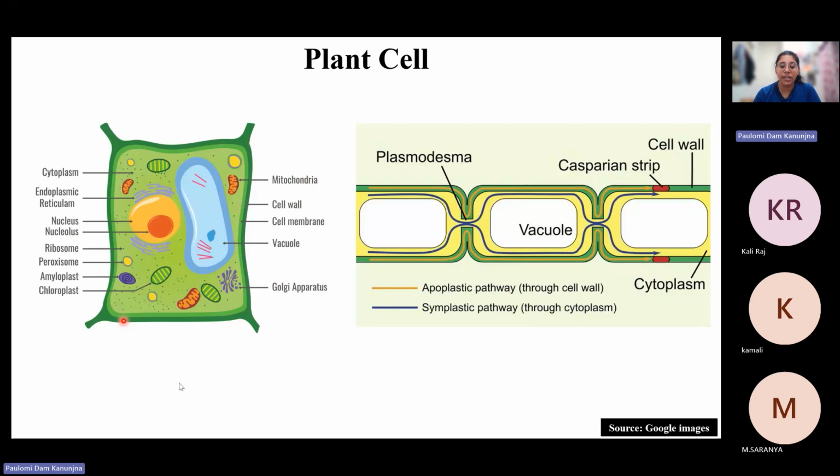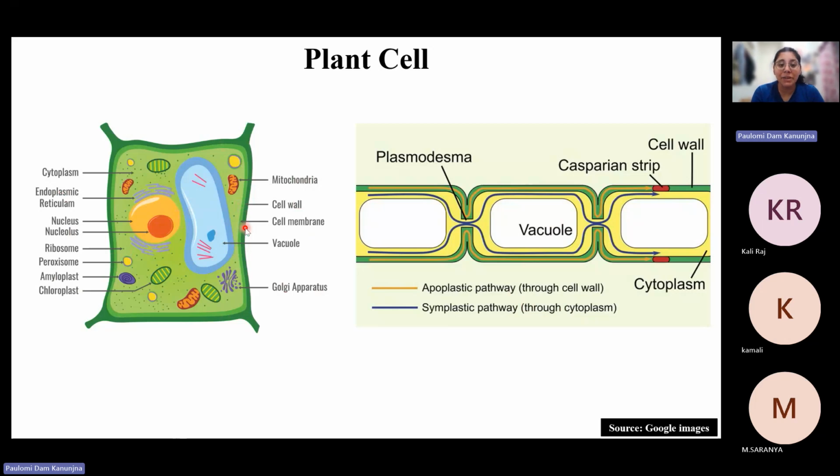So if you dig deeper into the plant cell wall, let me show you here once again. This outermost layer is the cell wall that we are talking about. This is not there in animal cells, right? So the cell wall, which is in contact with the ECM, basically has three layers. One is the primary cell wall, then the secondary cell wall, and in the center you have the middle lamella.